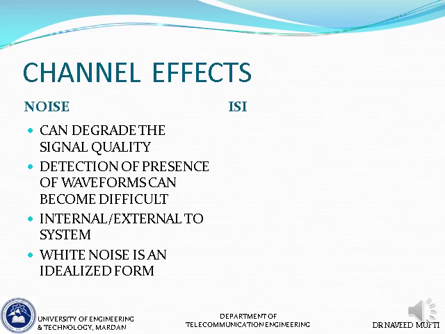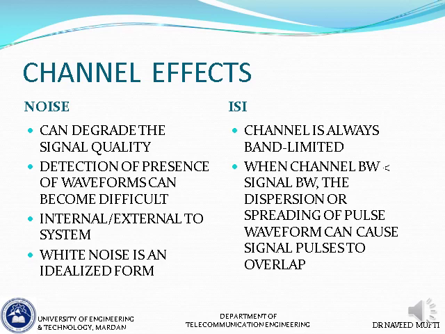On the other hand, when we come to discuss inter-symbol interference, we have to remember that the channel is always band limited. So a band limited channel will always disperse or spread a pulse waveform passing through it. So when the channel bandwidth is much greater than the pulse bandwidth, the spreading of the pulse will be slight. But when the channel bandwidth is close to the signal bandwidth or less than it, the spreading will exceed a symbol duration, and it will cause the signal pulses to overlap. This overlapping is called inter-symbol interference.